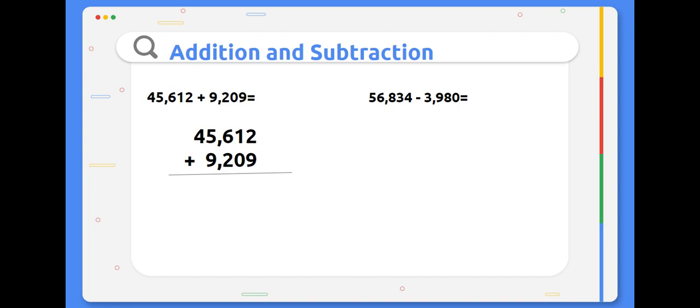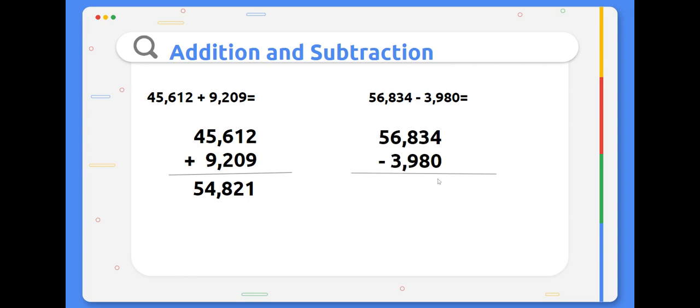When you added 45,612 and 9,209, you said 9 plus 1 is 11, and you carried that 1 up. 1 plus 1 is 2. You said 6 plus 2 is 8. 5 plus 4 is 14. Carry the 1 plus 4 is 5. Good job. Now, looking at the subtraction problem, you should have, again, lined them up for place value.